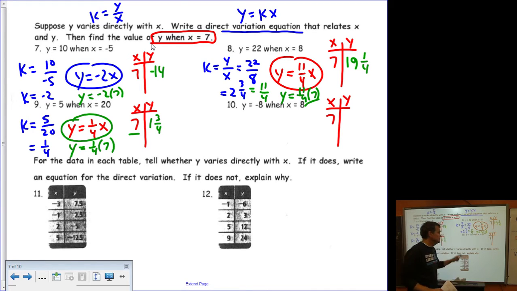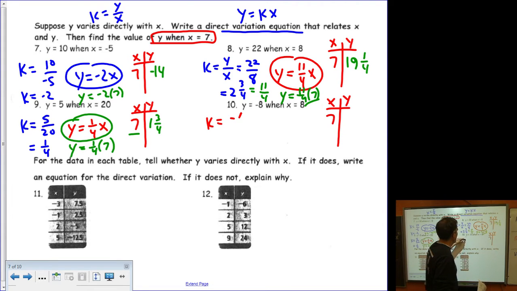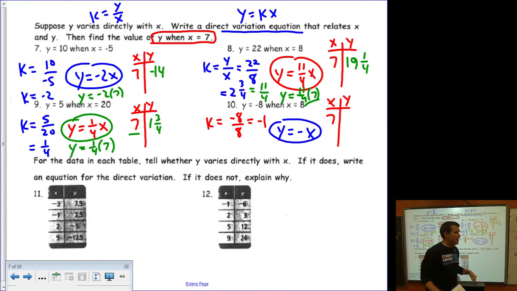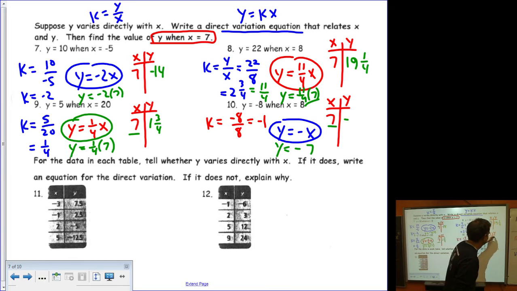And last up, number 10. If I want to write an equation for this, the first thing I need to do is figure out the k value. K would equal y over x. That would equal -1. So my equation here would be y equals -1x. I think a better way to write -1x is just -x. And then to figure out the y value when x is 7, I plug in 7 for x and I get y equals -7.